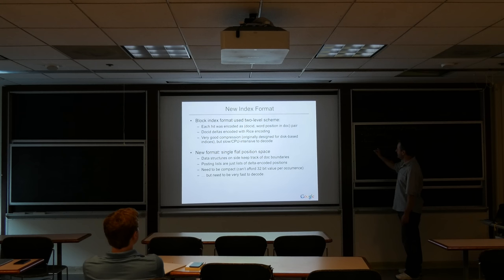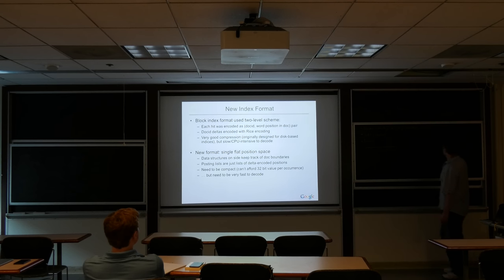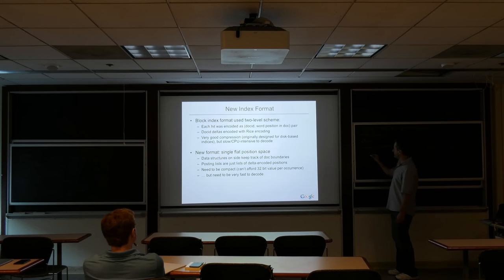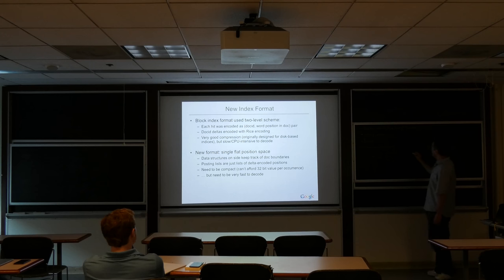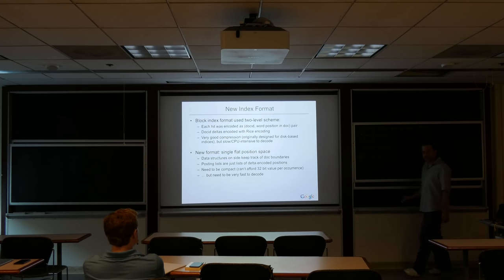Positions may be 1, 3, 5, 10, 19, 25, 82, 109, 225. And if I do just the deltas between them, I get 1, 2, 2, 5, 9, 6, 57. So that's what delta means. It's a very simple idea.